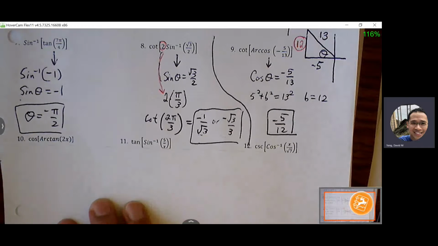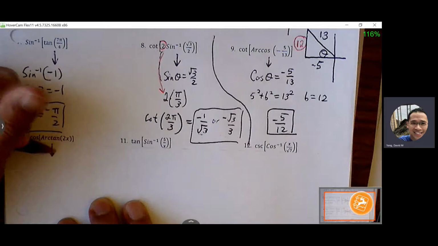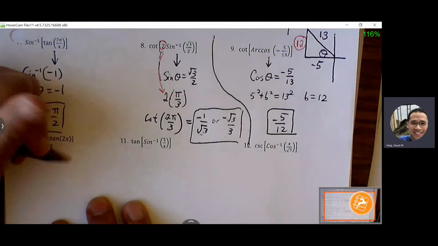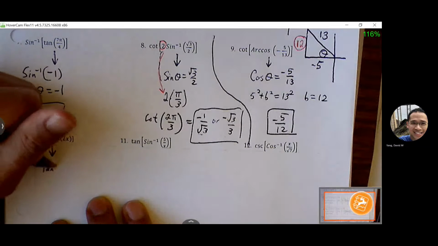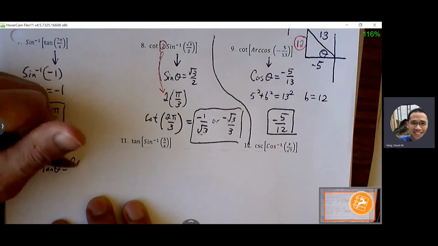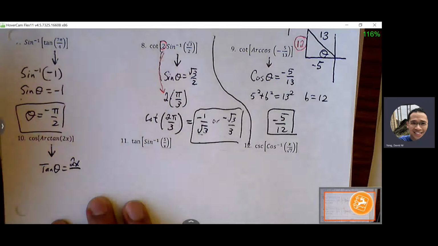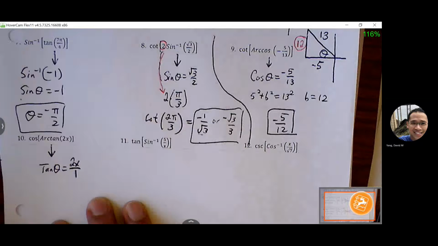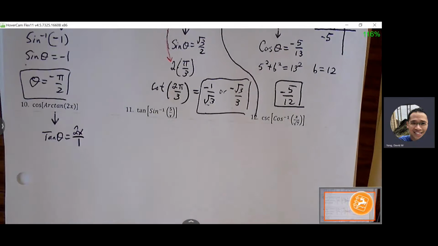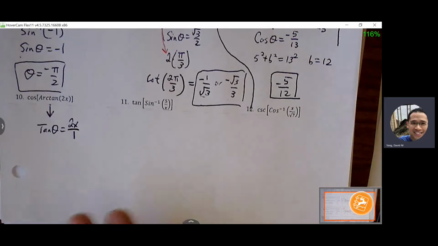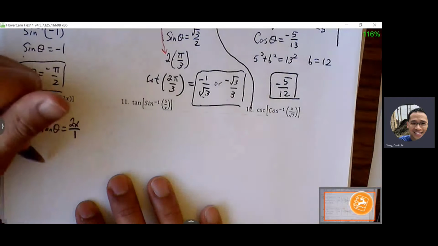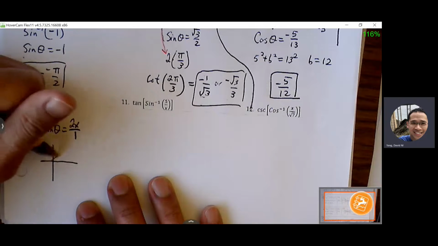Okay, number 10, now we're dealing with variables, but same thing applies. We're just going to create our triangle from what's given to us. Now, if you don't see a denominator, you can always put a what in the denominator space. Put a 1. So let's figure out what this triangle will look like. Tangent of theta equals 2x over 1. First quadrant.